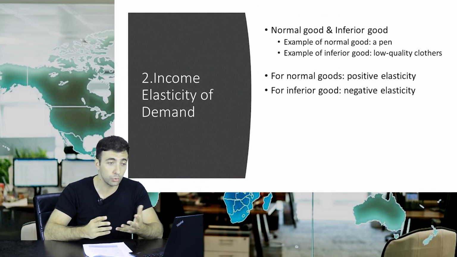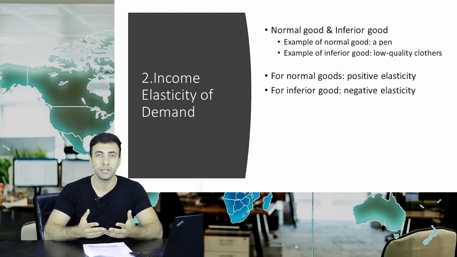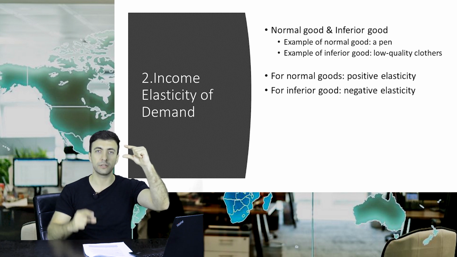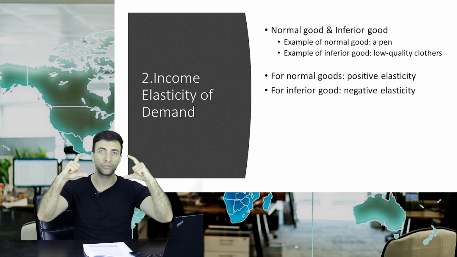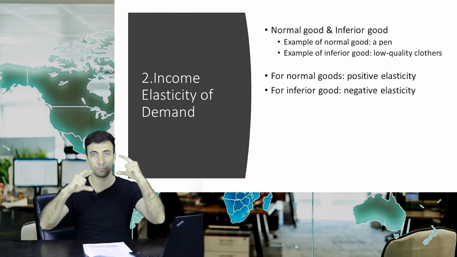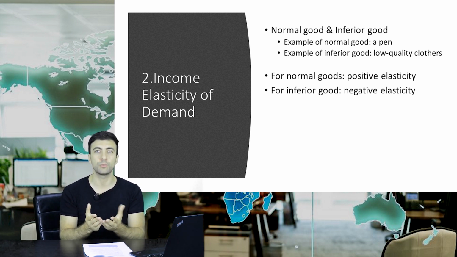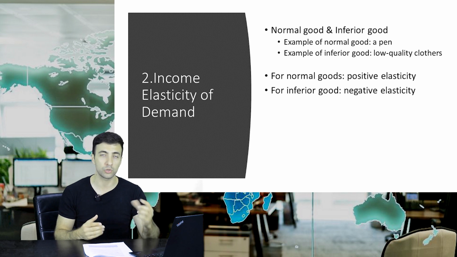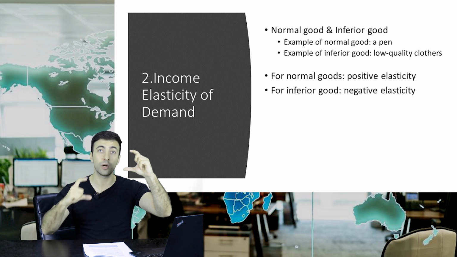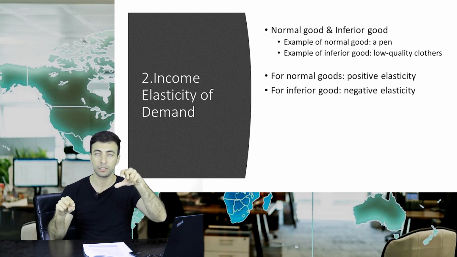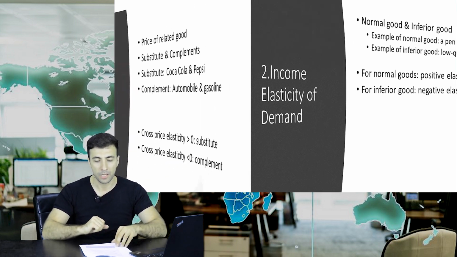So for normal goods, we have positive elasticity. Why? Because in positive elasticity, we have a positive numerator and a positive denominator. Okay? Income increased and demand increased. Increase and increase, these two positive numerator and denominator make the ratio positive. But for inferior goods, increase in income, decrease in quantity, one plus, one minus. So the ratio will be minus. So we will have negative elasticity.